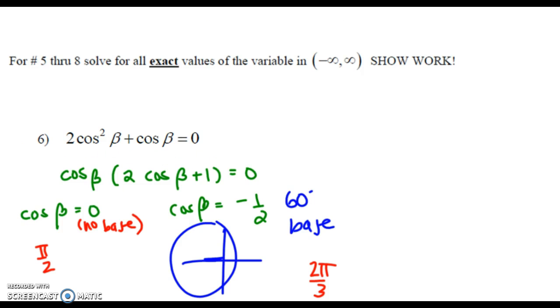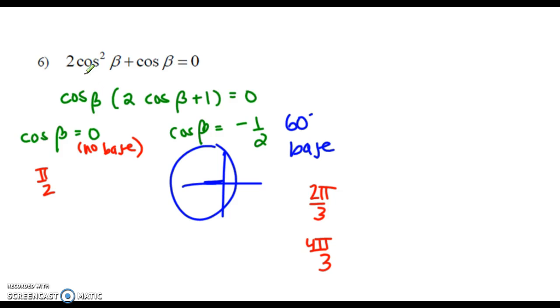Same with this one. On this one, this was a little bit nicer. I had cosine as a quadratic and as a linear, so you can factor out that cosine. Cosine of beta equals 0. That's where there's no base, pi over 2. Solve for your cosine over here. So this is negative 1/2. Cosine is your base. You're thinking about 60 degrees again. So your 60 degree in the second quadrant is 2 pi over 3 and 4 pi over 3 in the third quadrant. Because of the interval that we're on, you have to add 2 pi k to all of these answers as well.